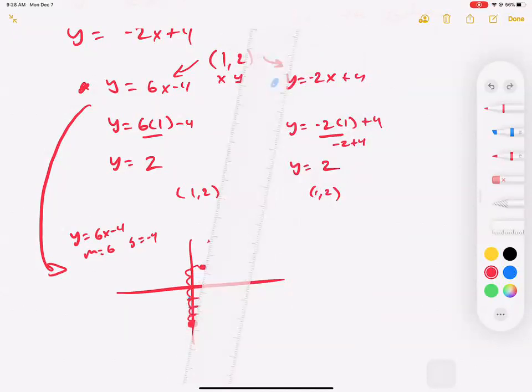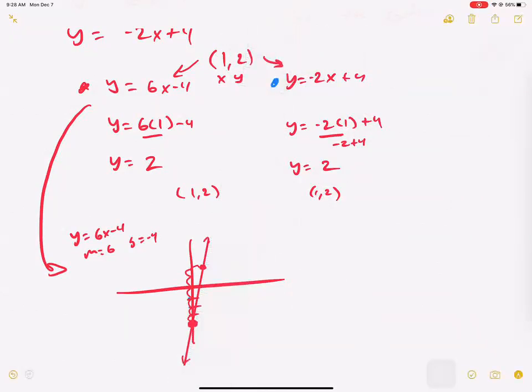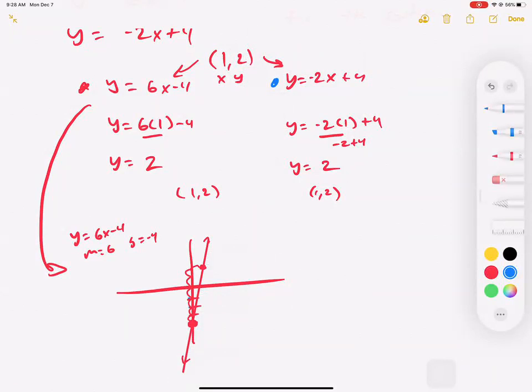Oh, I totally ignored my line. And then my second color will be y is equal to negative 2x plus 4. And then my m is negative 2 and my b is 4. So over here we're doing positive 4, 1, 2, 1, 2, 3, 4. And my slope is negative 2 over 1. Negative 2, 1, 2 over 1. Hey look, they share that common point. I can see it already.